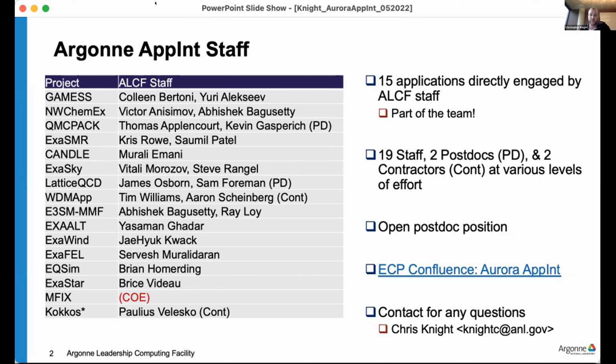We're looking for additional effort, both in terms of a couple of the contractors that we have working with us on a couple of the projects, and in open postdoc positions that we're in the process of filling. So there's a lot of activity going on as we get ready and help teams prepare for Aurora. I'll show a bunch of names on the next slide as well.